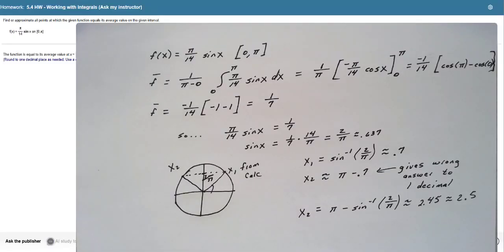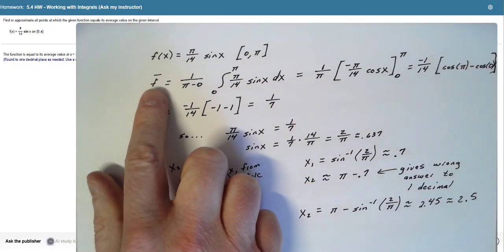Well, let's take a look at this problem involving average value of a function in section 5.4. It's wanting us to approximate all points on which the given function is equal to its average value for f of x is equal to pi over 14 sine of x on 0 to pi. So the first step is you need to go ahead and find the average value.